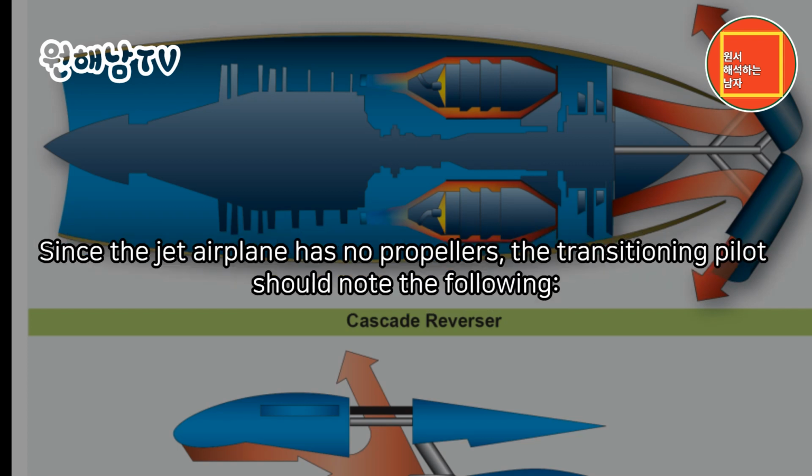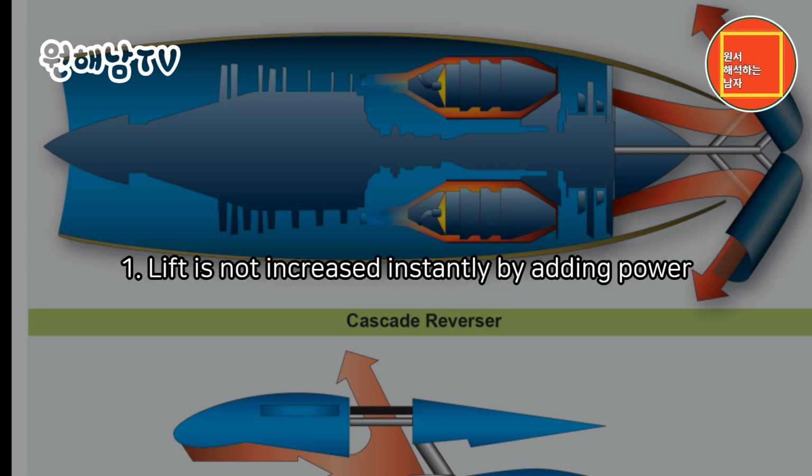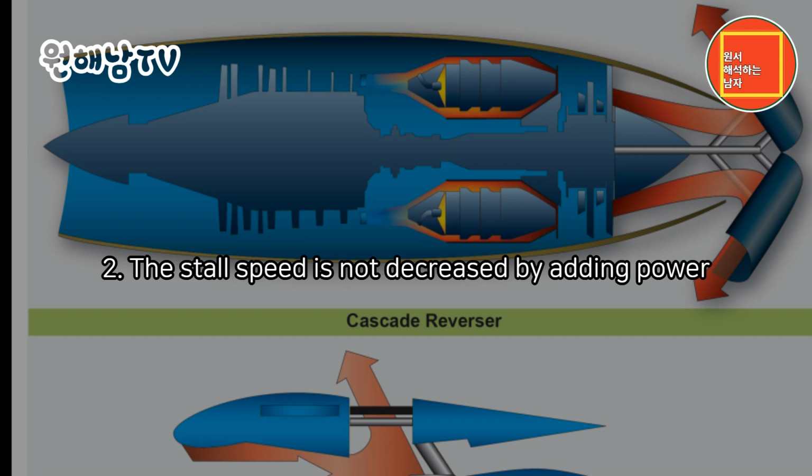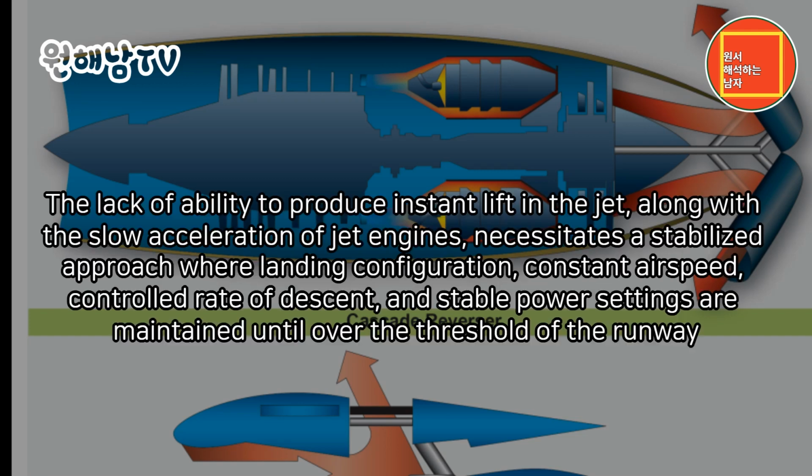Since the jet airplane has no propellers, the transitioning pilot should note the following. 1. Lift is not increased instantly by adding power. 2. The stall speed is not decreased by adding power. The lack of ability to produce instant lift in the jet, along with the slow acceleration of jet engines, necessitates a stabilized approach where landing configuration, constant airspeed, controlled rate of descent, and stable power settings are maintained until over the threshold of the runway.